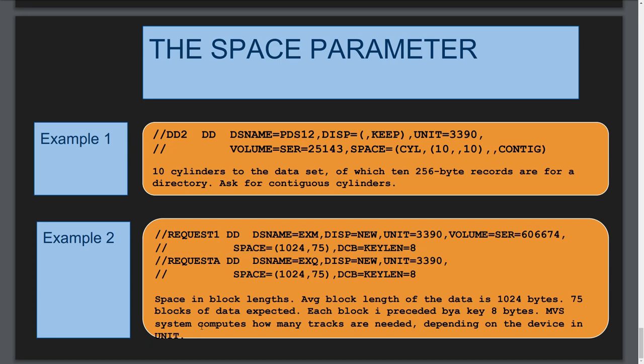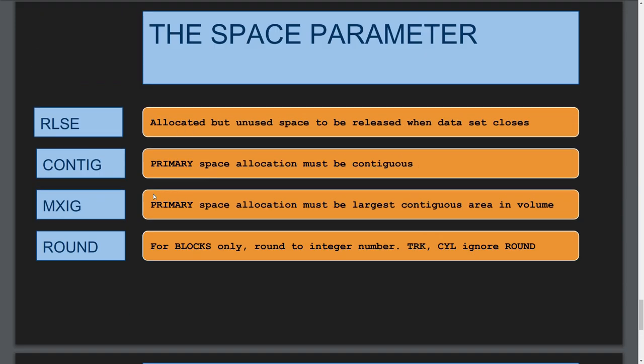Now MVS goes and computes how many tracks are needed depending on the device in this unit here. Because track sizes are different on every different disk device, MVS knows about the characteristics of each disk device, and based on this will go and calculate how many tracks. So you specify blocks here, and so you have 1024 plus 8 bytes of maybe index or some kind of key data, and out of this it will calculate how many tracks it needs to allocate on the disk at a particular disk address. So let's see what the parameters are.